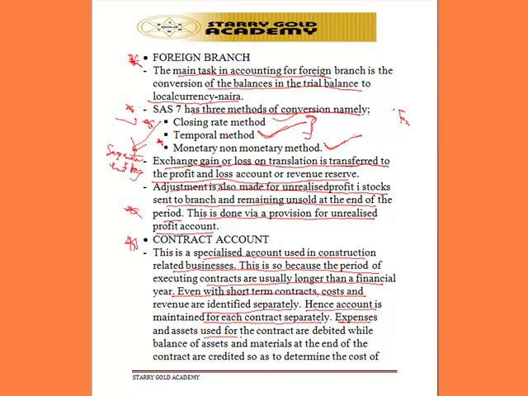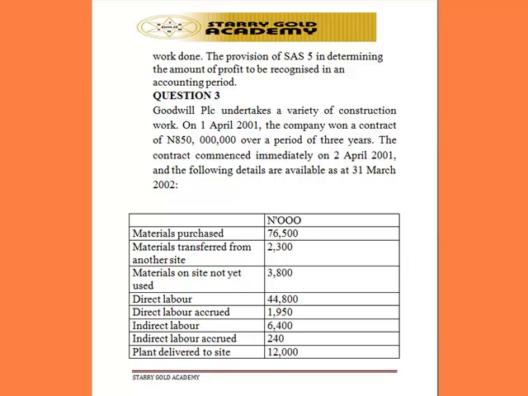Expenses and assets used for the contract are debited, while the balance of assets and materials at the end of the contract are credited so as to determine the cost of work done. The provision of SAS 5 in determining the amount of profit to be recognized in an accounting period subsists. So it's the provision of SAS 5 that is used in determining the amount of profit for an accounting period.